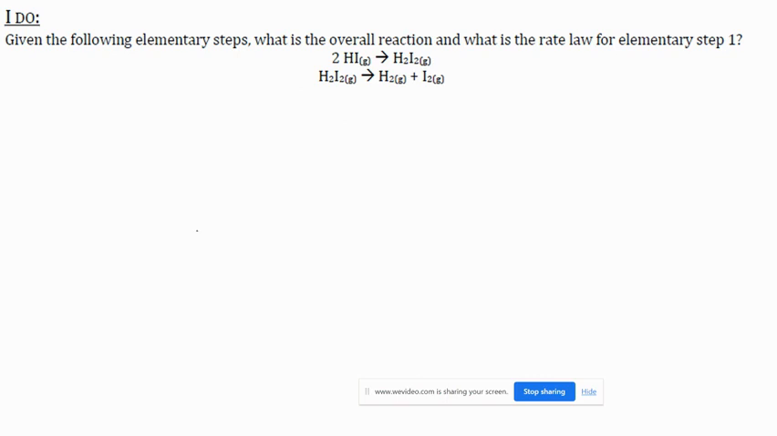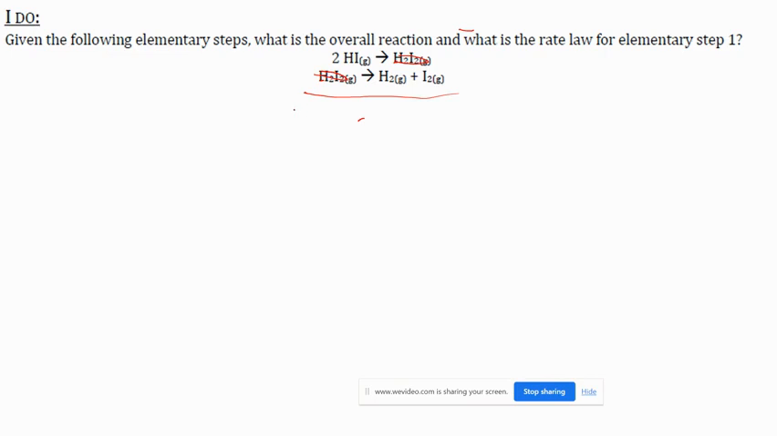All right, given the elementary steps here, what is the overall reaction? And then what is the rate law for the elementary step 1? So they're telling us that they want the rate law for this one. For the overall reaction, we're going to look for those intermediates and we're going to cross them out. So this one and this one are in the same amount. It's the same stuff. This was a product. It's getting consumed down here. So it's going to go away.